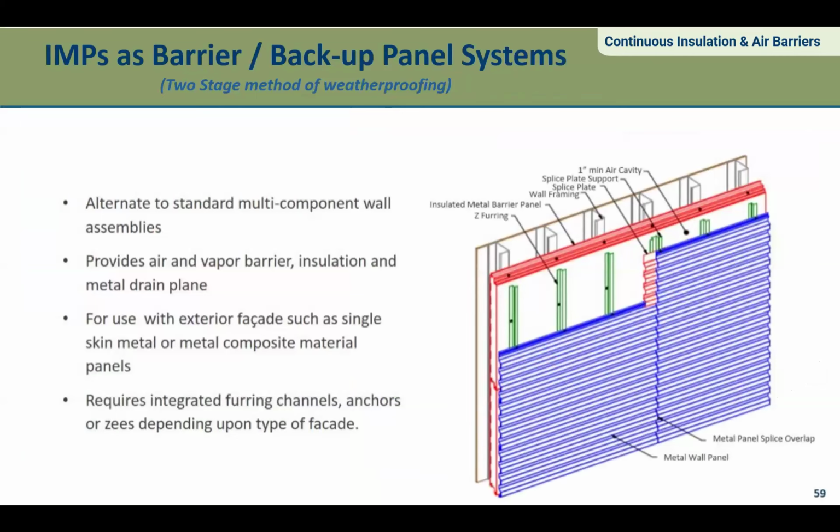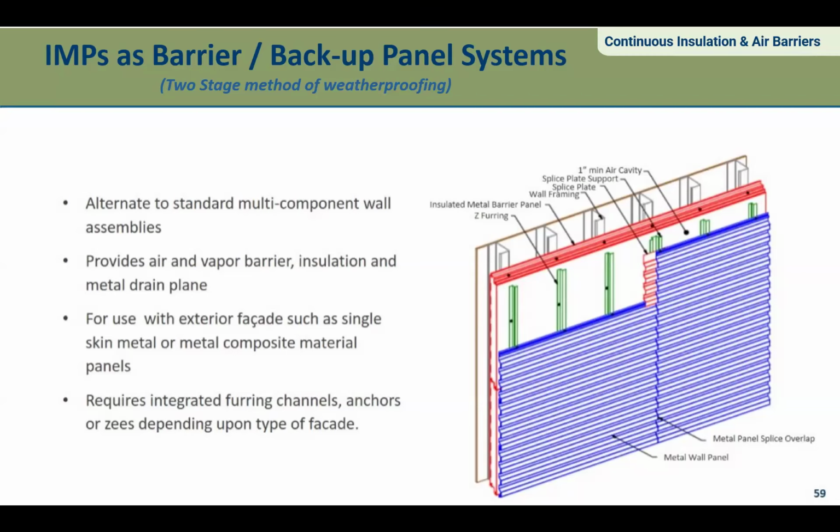So, we talked about the other styles of insulation, but IMPs, insulated metal panels, as a barrier backup panel system. A lot of times insulated panels are used as that all-in-one cladding element, but they can absolutely be used as a barrier backup system as well. It's an alternative to a multi-component system. And what this does is a layered effect of efficiencies.